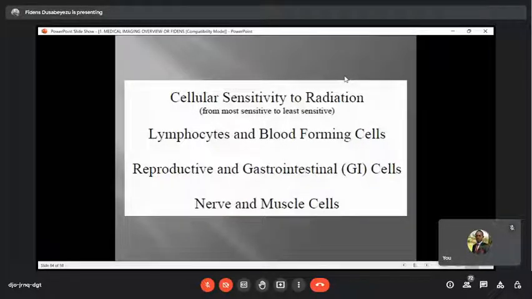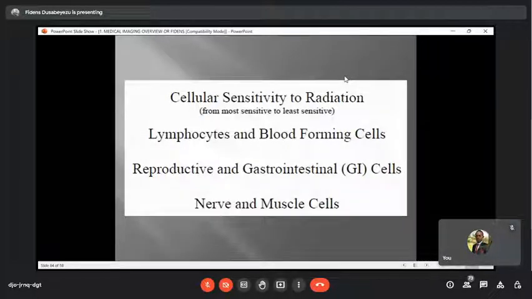The lymphocytes and blood forming cells are also highly active. So radiation will not be selective. It will be killing both cancer cells and the lymphocytes. And what about nerves and muscles? Nerves and muscles usually are not highly active.